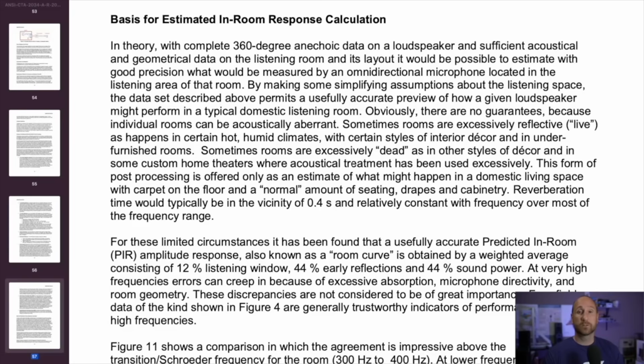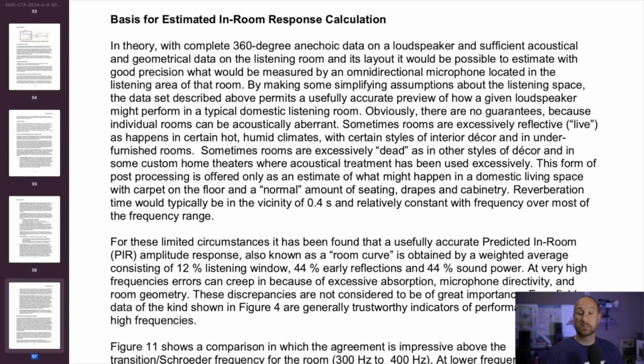This paragraph describes how the estimated in-room response or the predicted in-room response came to be, and I'm not going to read it to you in full. You can go do that yourself. What this basically says is through a series of tests, through some trial and error, it was discovered that a percentage of the on-axis response, early reflections response, and the sound power all rolled up into a particular equation would allow you to predict how a speaker is going to perform in your room. But there are obvious caveats, and I will point those out in here.